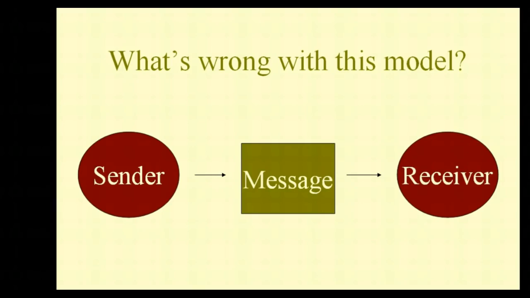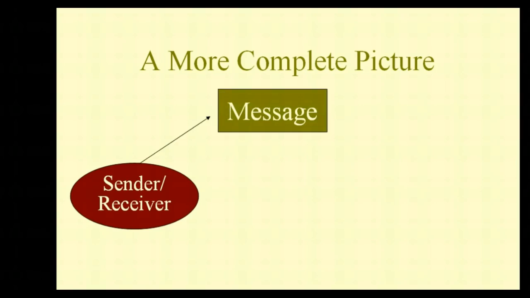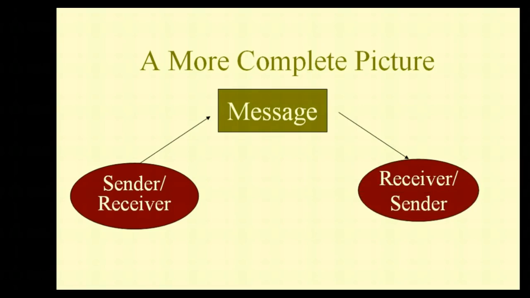The problem is we don't often communicate in such a unidirectional manner, a one-way version of communication. A more complete picture looks something like this. We have a sender, but they pick up the dual role of receiver as well, and we'll get back to that in a second. So as a sender, they send their message, as in the more simple version of the model, and they send it to a receiver.